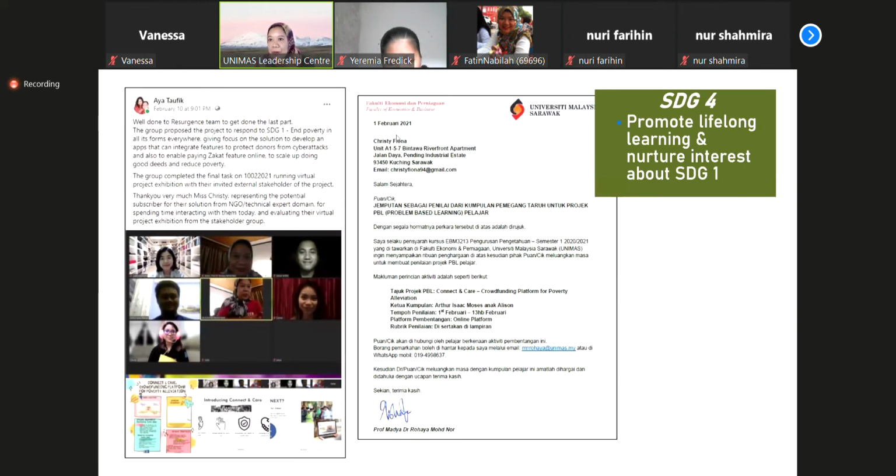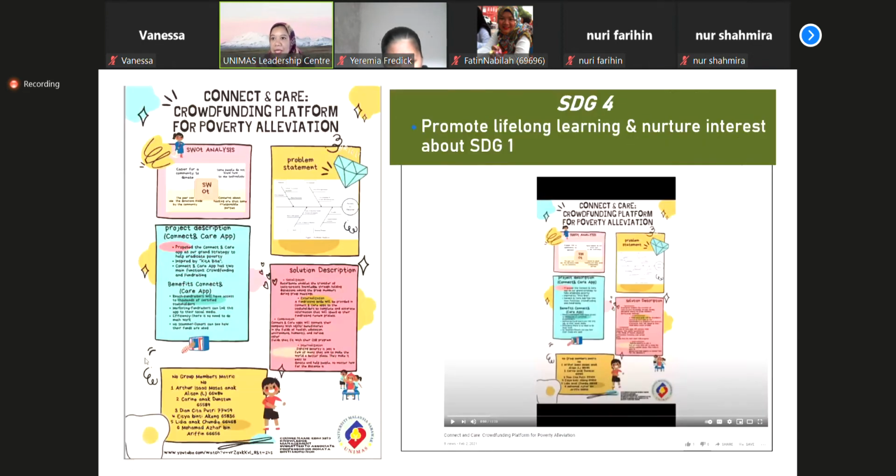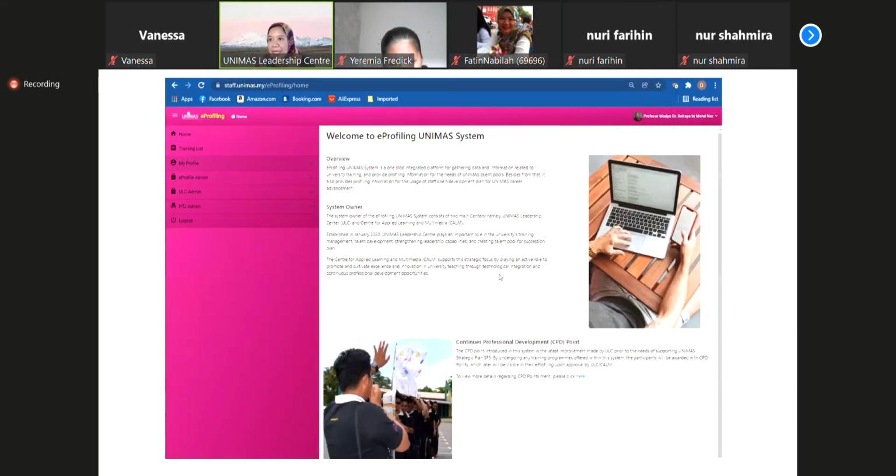I also have one more team, also very good, very excellent. They have the Connect and Care crowdfunding platform for poverty alleviation. They promote SDG 1. This is their infographic poster. And the demo is actually not that difficult.